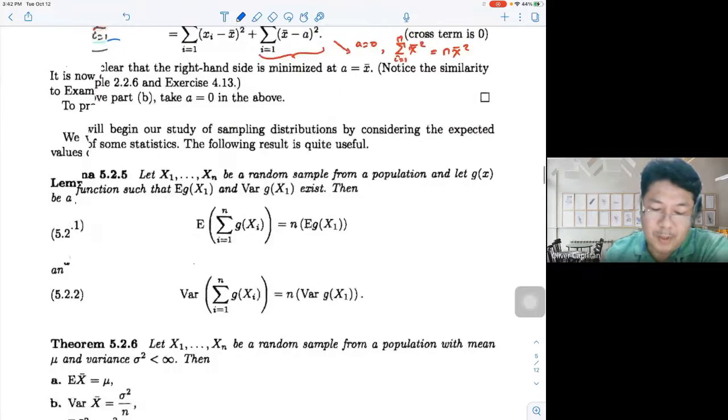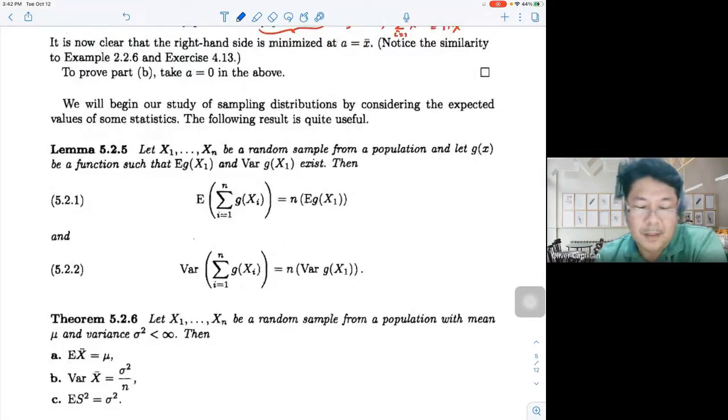Now we're going to study the sampling distribution by considering the expected values of the sum statistics. So we're going to use this lemma. We have a random sample x sub 1 up to x sub n from the population, and we let g be a function such that the mean of g of x1 and the variance of g of x1 exist. Then the expectation of the finite summation of g of x sub i, i from 1 up to n, will just be equal to n times the expectation of g of x1.